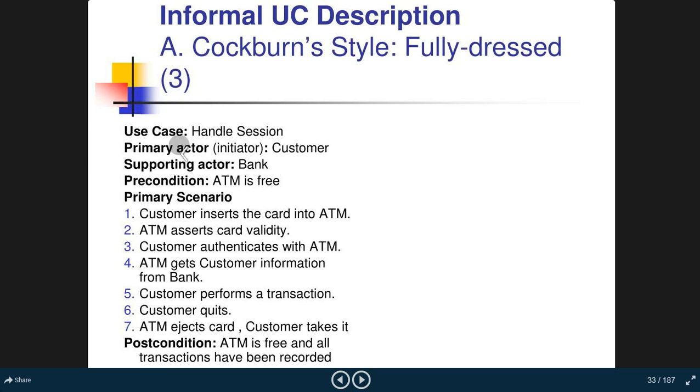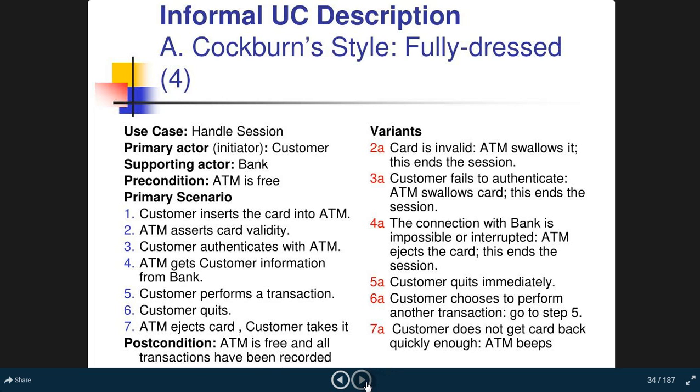Use case: handle session. Primary actor: customer. Supporting actor: bank. Precondition: ATM is free. Primary scenario: customer inserts the card into ATM, ATM asserts the card validity, customer authenticates with ATM, ATM gets customer information from bank, customer performs a transaction, customer quits, ATM ejects card and customer takes it. Post condition: ATM is free and all transactions have been recorded.